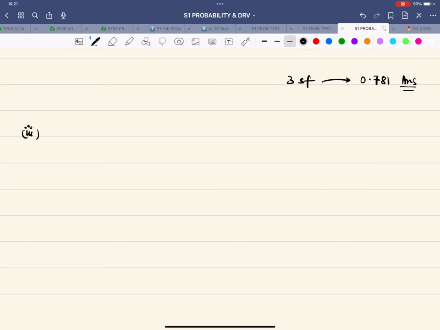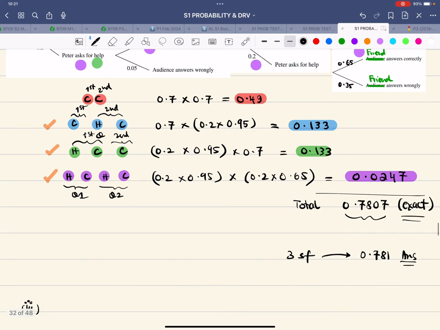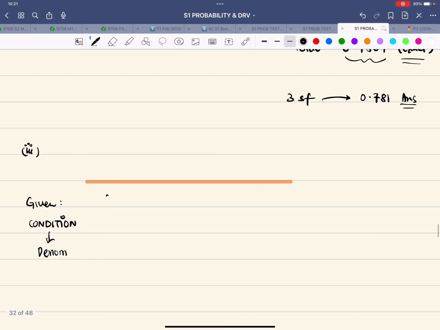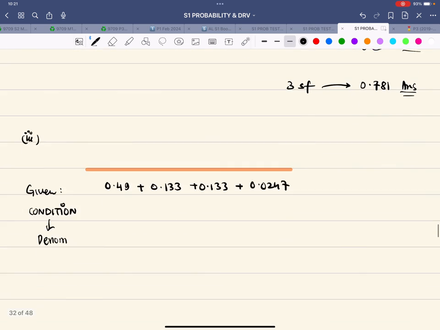So now, first of all, let me draw a diagram in the sense that we are writing the given thing. That is the condition. So this condition goes down where? It goes down in the denominator. What is the condition? The condition is all four: the red, the blue, the green, the purple. So this is 0.49 plus 0.133 plus 0.133, if I'm not mistaken, 0.0247. 0.0247, 133, 133, and 0.49.